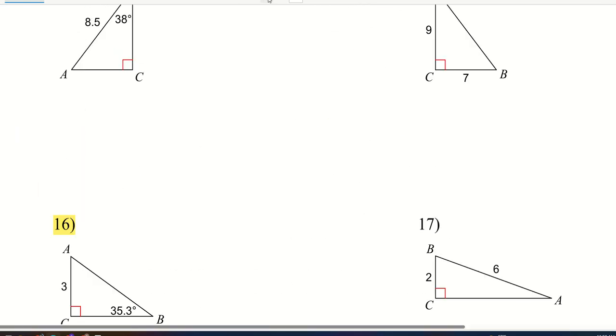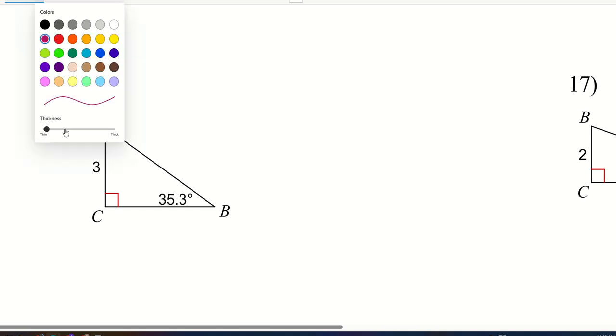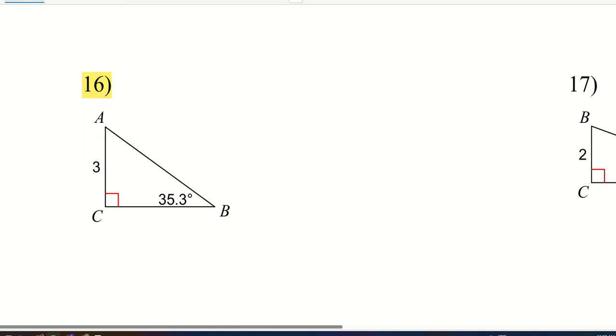All right, 16. We're going to do the same thing. Find that missing angle first. 180 minus the 90 minus the 35.3, and we get 54.7. So big A is 54.7. We need to find little a. We already know what little b is. We also need to find little c.